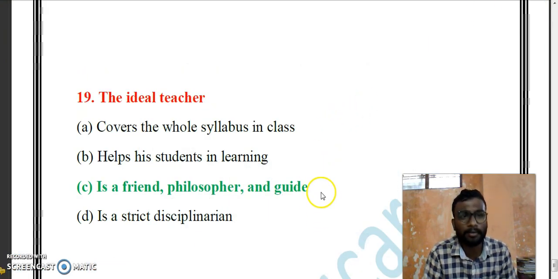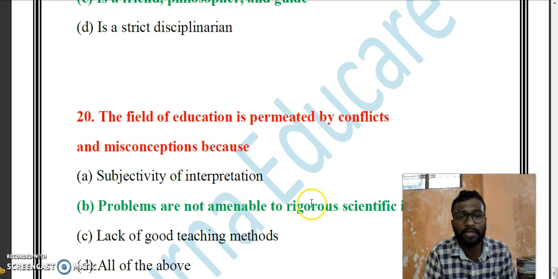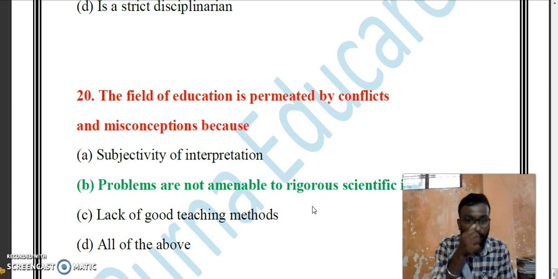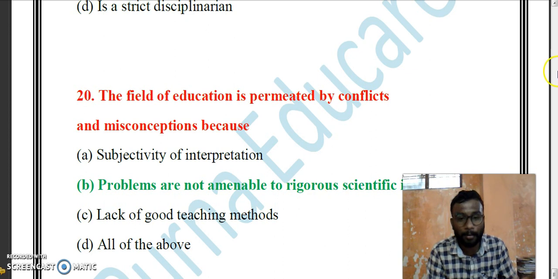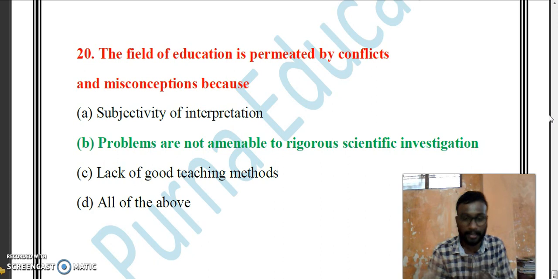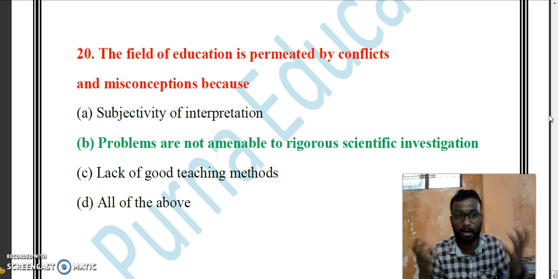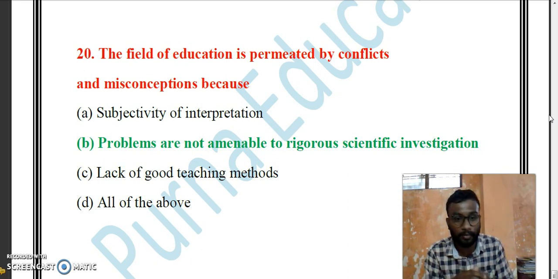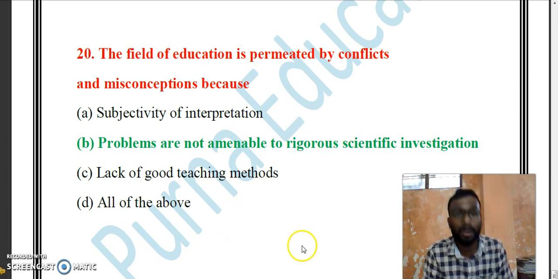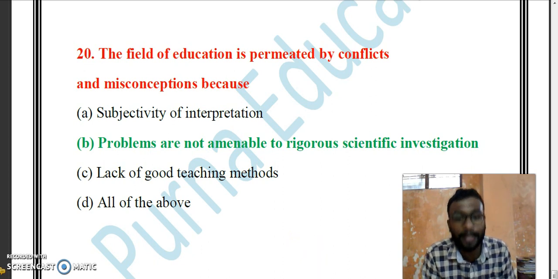The last question of the worksheet could be like, the field of education is permeated by conflicts and misconceptions because why? Because there are some problems which are not at all settled due to rigorous scientific investigation procedures. Lack of good teaching methods, no. Subjectivity of interpretation, no. It is due to the problems that are not at all getting solutions through rigorous scientific investigation. So now we have completed worksheet 4, ready for worksheet 5.